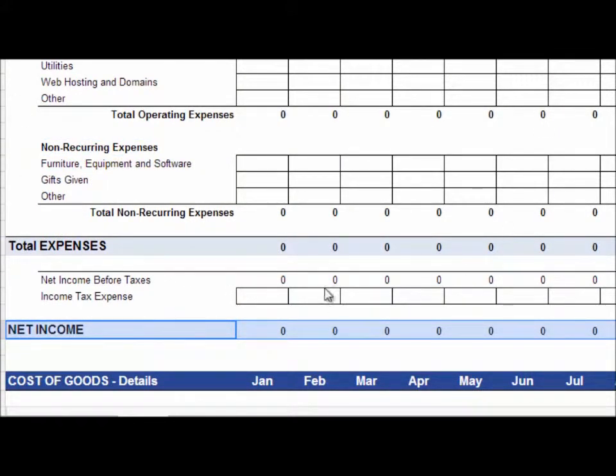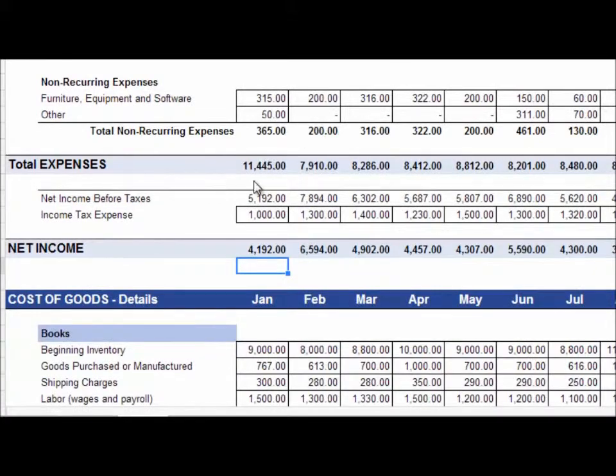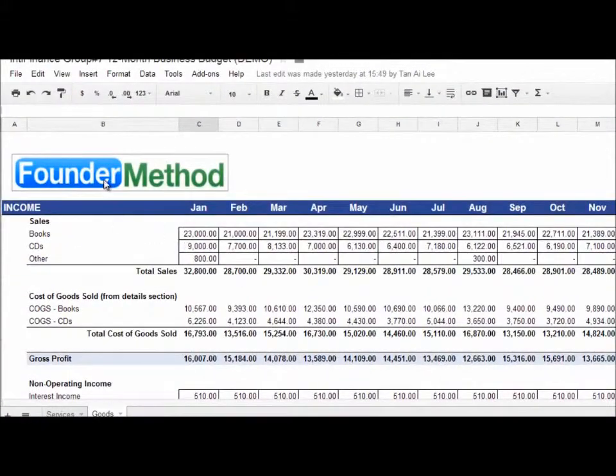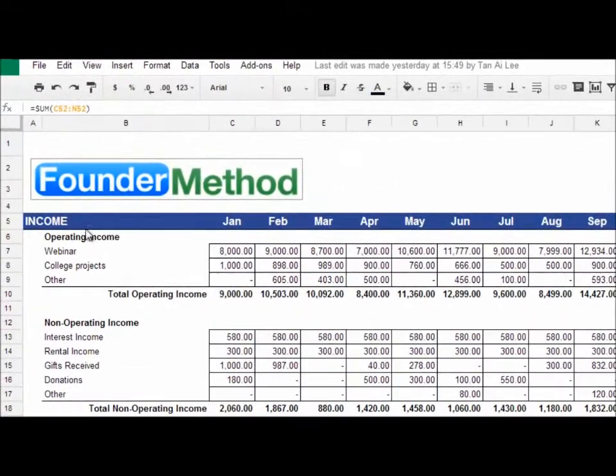Let's look into the example. We took founder method as an example. You insert your company name or logo here. If we look into the operating income, the example of Service 1 is webinar, Service 2 will be college project, and so on. You may insert your operating income here for January, February, March, and so on. The template will help you to sum up the total operating income here.